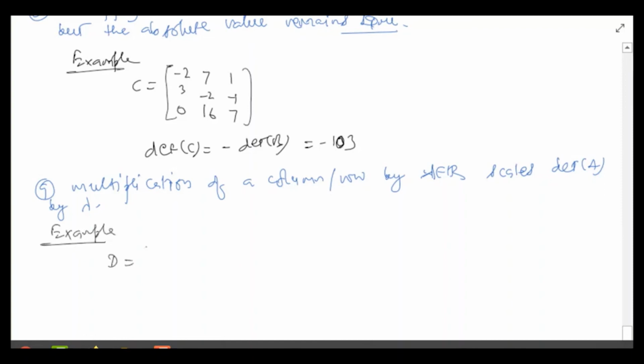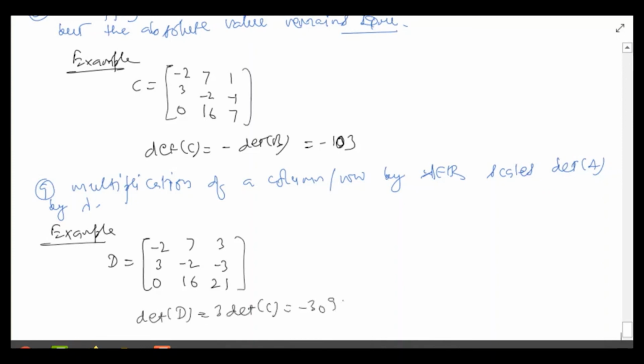If I define another 3 by 3 matrix D by multiplying the last column of C by 3, that is, my D matrix is minus 2, 7, 3, 3, minus 2, minus 3, 0, 16, 21. Then determinant of D will be 3 times determinant of C, which will be minus 309.